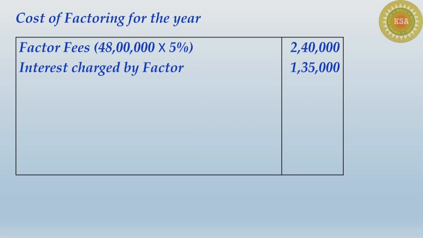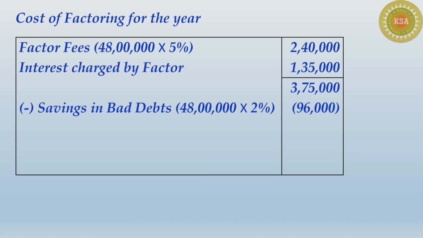Interest charged by the factor is 1,35,000, and we have already shown how we got 1,35,000. So this will be the total annual outflow, and whatever savings you have made, you just subtract those savings. The first saving is savings in bad debts, that will be 2% of 48 lakhs. Understand one thing, 2% of 48 lakhs is 96,000. This much bad debt is arising already.